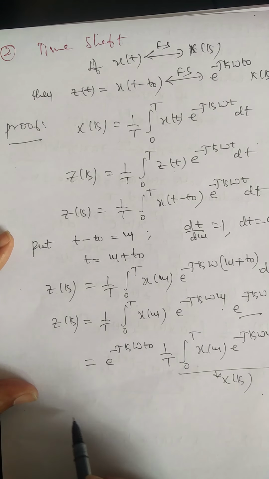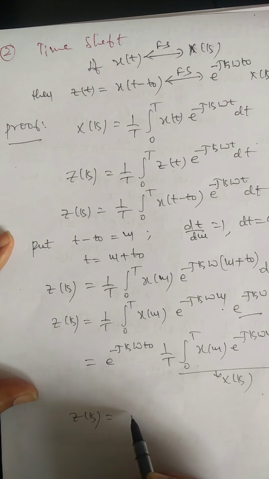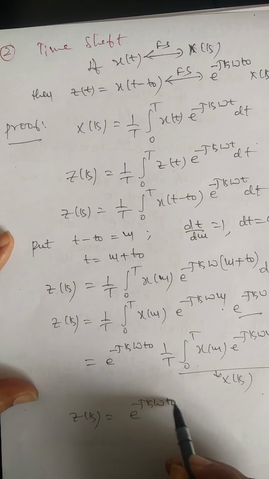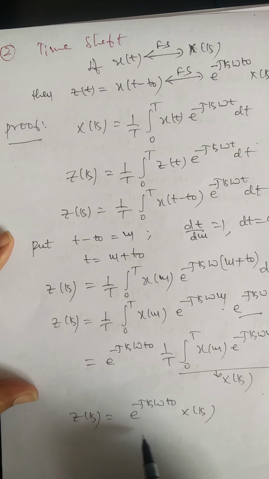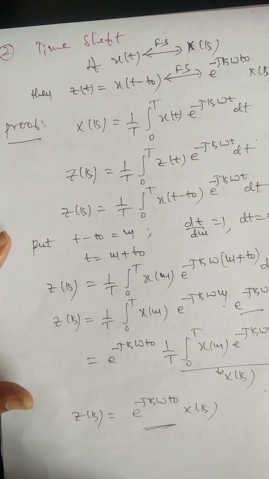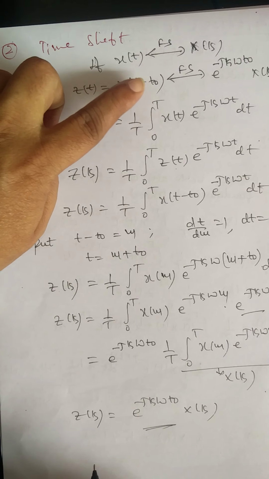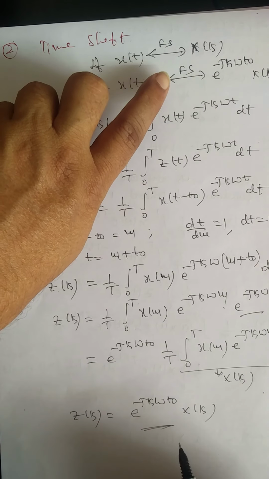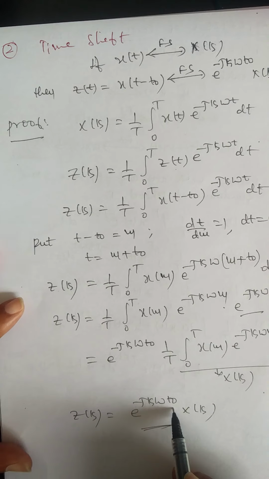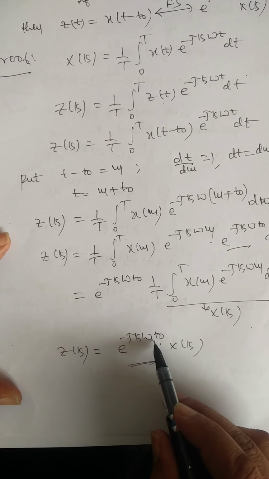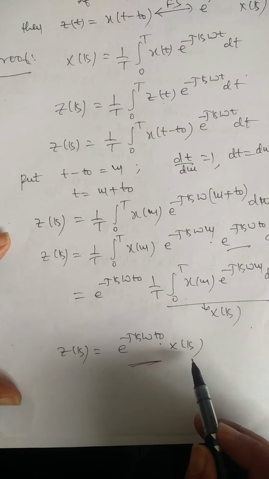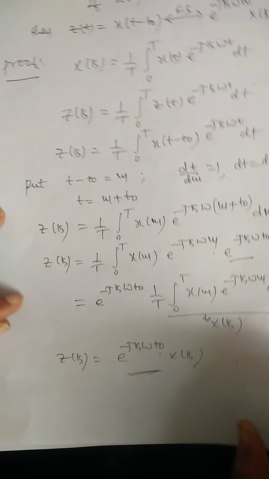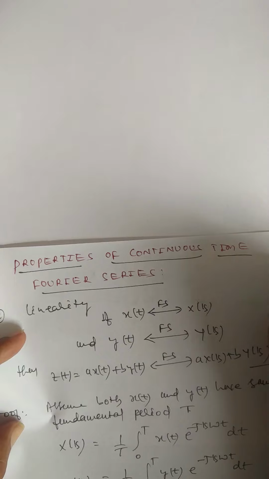Now z of k is equal to e to the power of minus j k omega into t naught into x of k. This completes the time shift property. What is the time shift property? If x of t minus t naught is there, then its Fourier series is given by e to the power of minus j k omega into t naught into x of k. This is the time shift property.